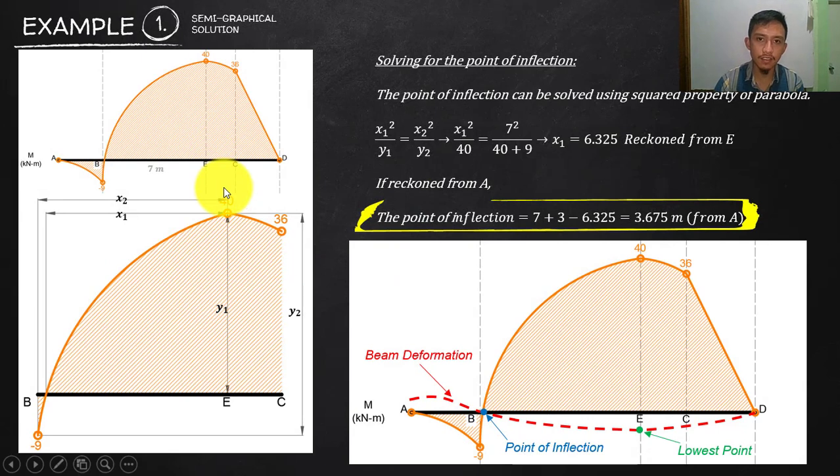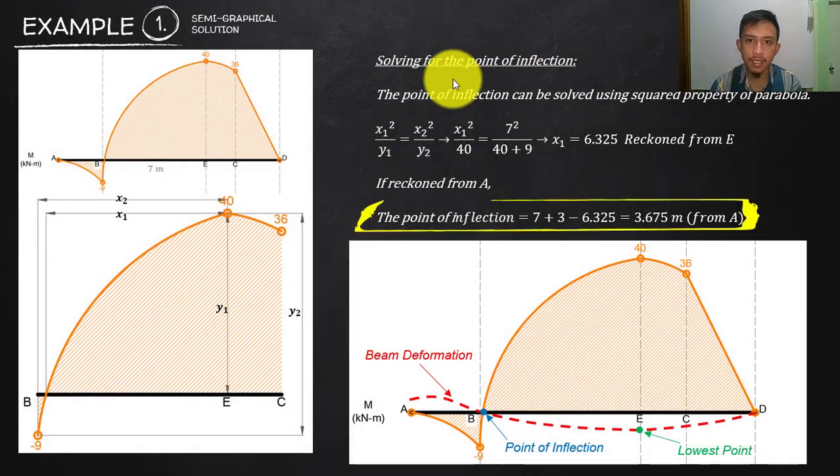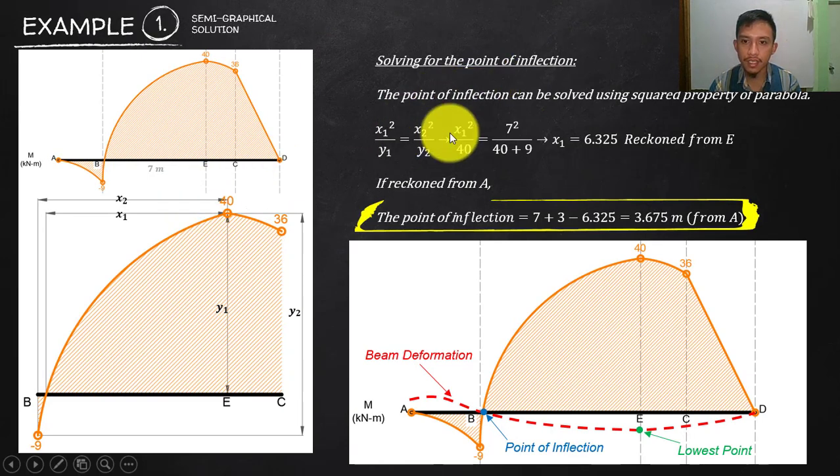But lastly, okay, your point of inflection. Compare this one with a while ago using the equation, the same. But this time, find your point of inflection. Point of inflection is actually the change of concavity. I will explain that one later on. But as you can see, where is the zero shear? I mean zero moment, you can find it there.